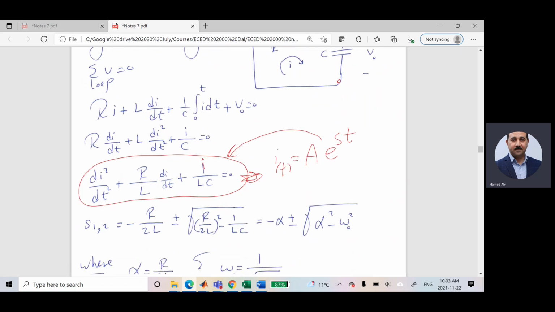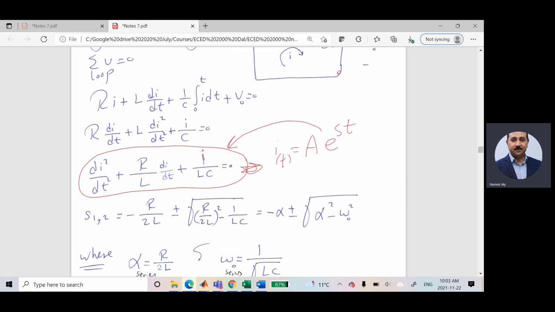If you try to solve for finding s, you will find that s1,2 is equal to negative R over 2L plus or minus square root of (R over 2L) squared minus 1 over LC. For simplicity, I'm going to assume that this guy is alpha and the square root of this guy is omega o.